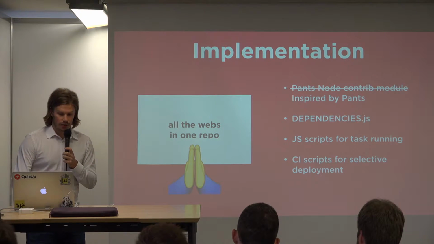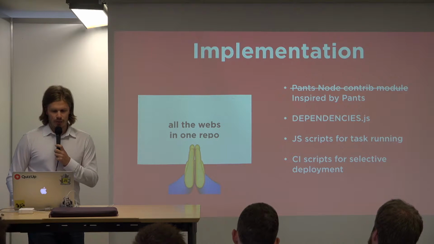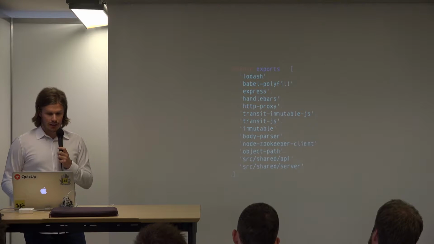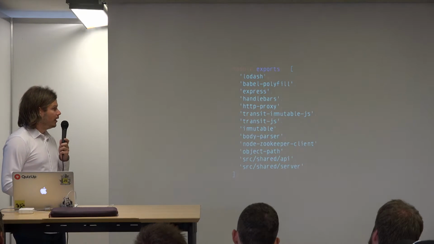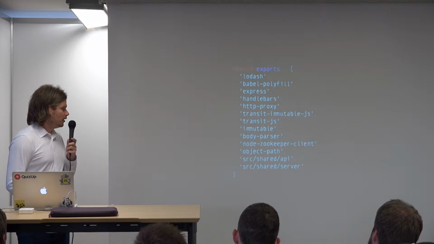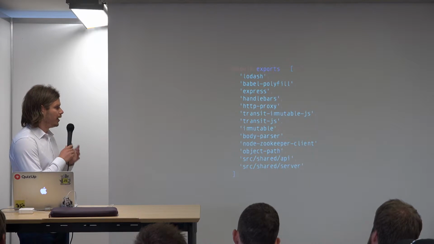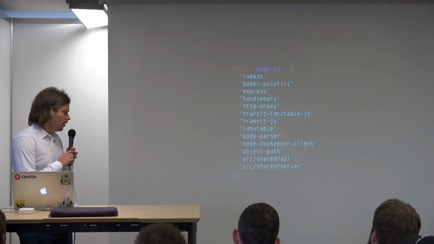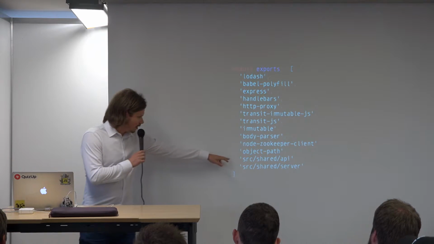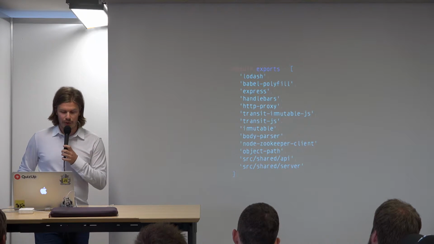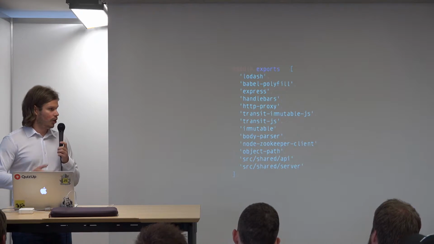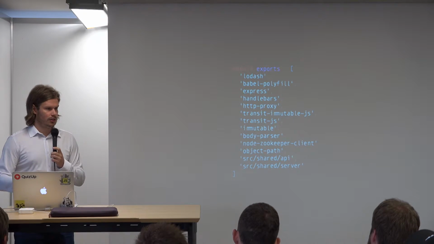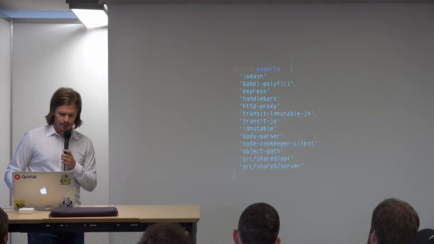So the first thing we did was, we were inspired by Pants, so we created a dependencies.js file, which looks like this. This is the dependencies.js for our server in Jarvis. And as you can see, it depends on Express and Lodash and a lot of other stuff. And then it depends on our shared code, which is down here. So it depends on our shared API and a shared server. So now we have all of this boilerplate code, and it's defined in a shared folder, so you can just include it in your project.